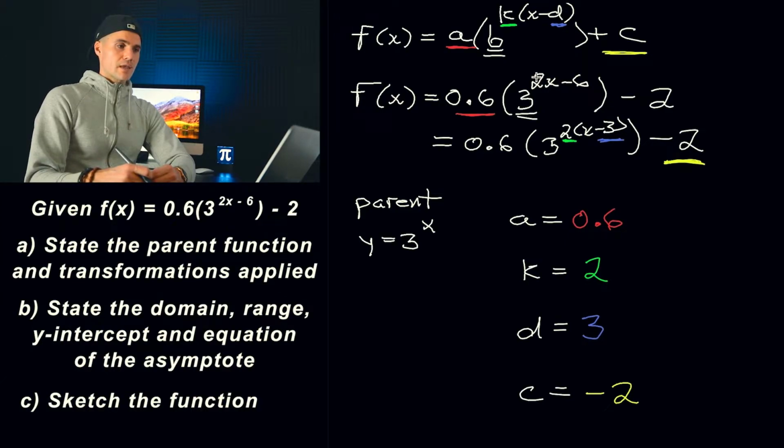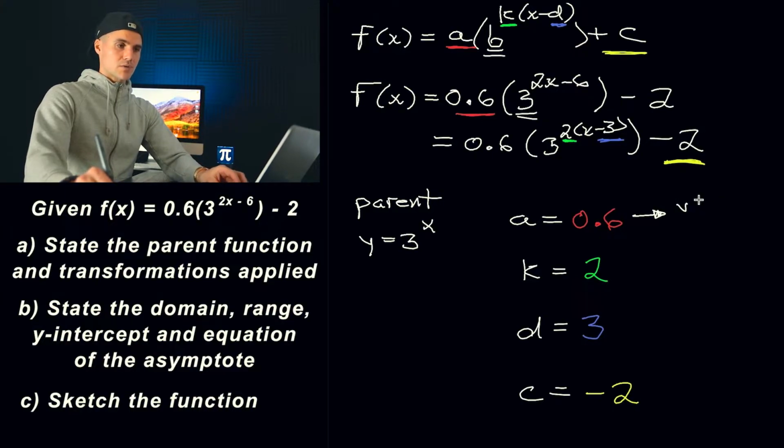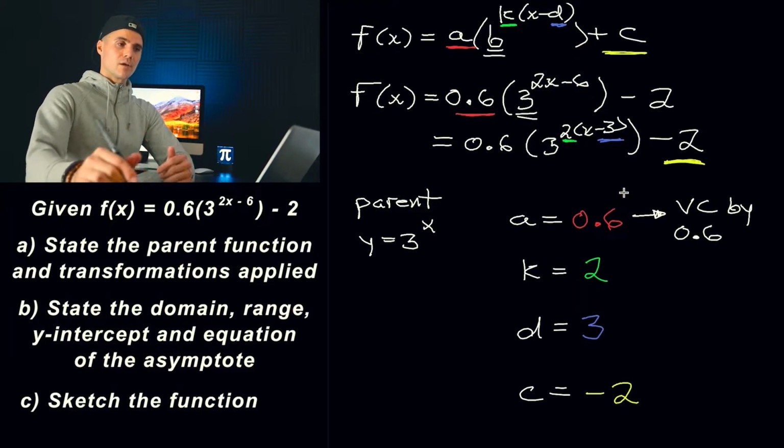All right, so we have our transformation values, and now we can go through each of them one by one and then state what the transformations are. So notice that this a value of 0.6, what does that mean? Well, there is a vertical, you know what, I'm going to just write it in short form, vertical compression by a factor of 0.6, right? Because the a value is between 0 and 1. And whenever the absolute value of a is between 0 and 1, it's going to be a vertical compression.